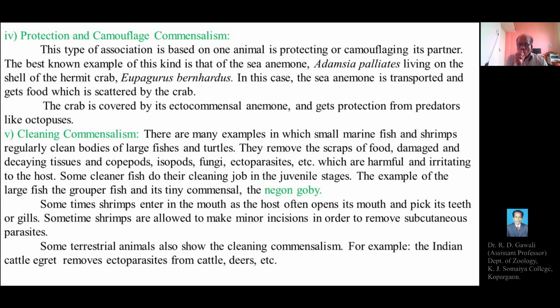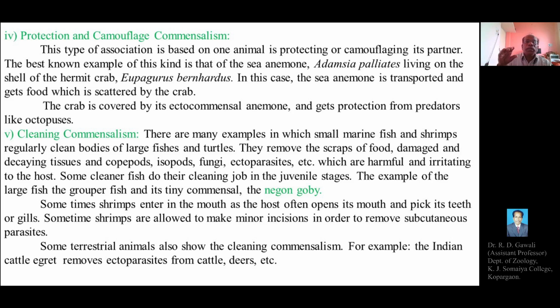Some cleaner fish do their cleaning job in their juvenile stage or young stage. The example is the large fish, the grouper fish, and its tiny commensal, the Nigon goby. The Nigon goby is a small, tiny commensal, or ectocommensal, of a large marine fish called the grouper fish.